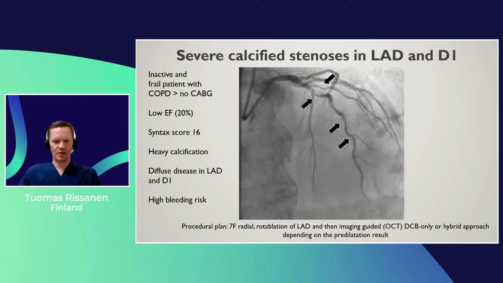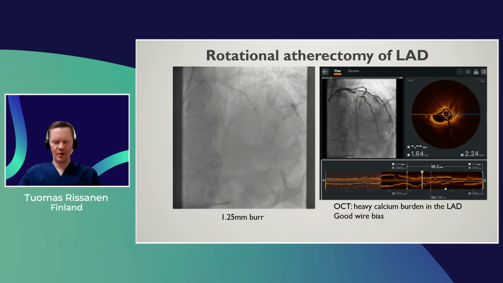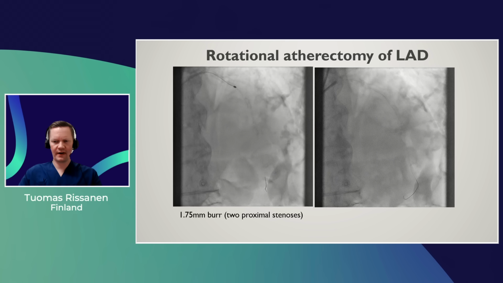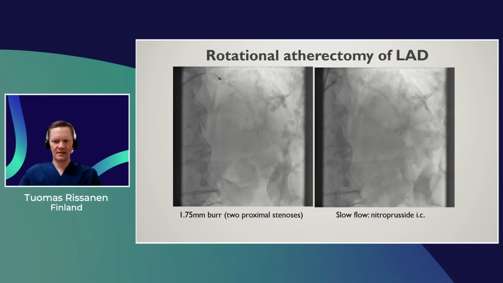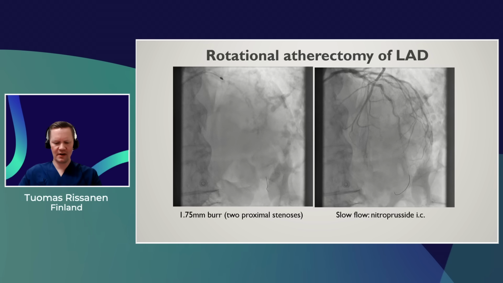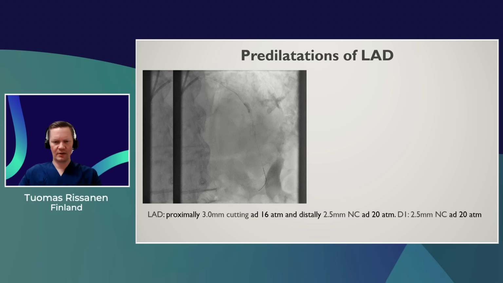So we used the small 1.25 burr and did OCT on the right side. You can see that there is good wire bias. The wire is against the calcium, and it's a very heavy burden, in most parts circumferential calcium. We did rotablation to the 2 proximal stenoses with a 1.75 burr. After that, we had a little bit of slow flow, and we administered nitroprusside because of that. The patient's hemodynamics were good at all times.